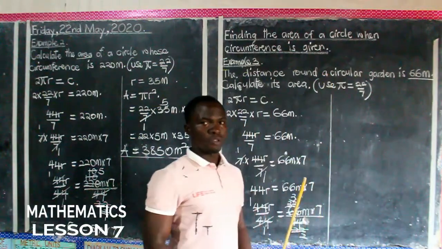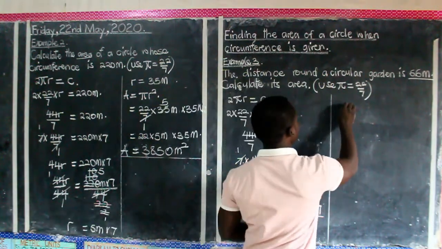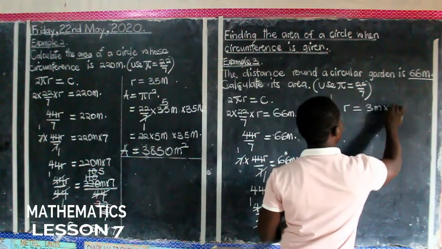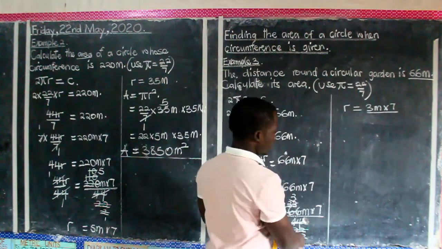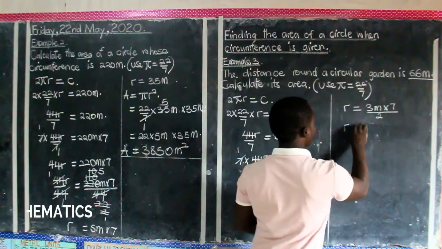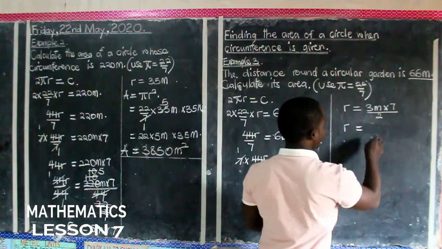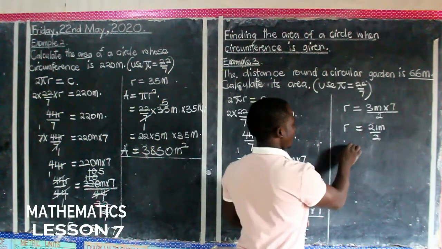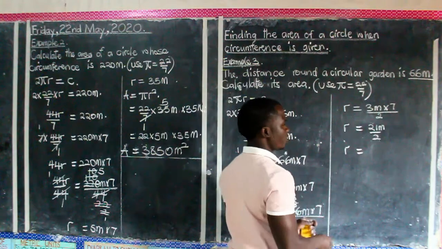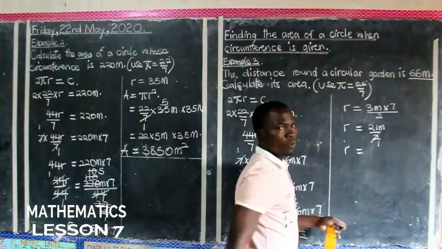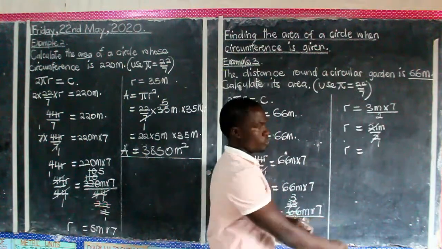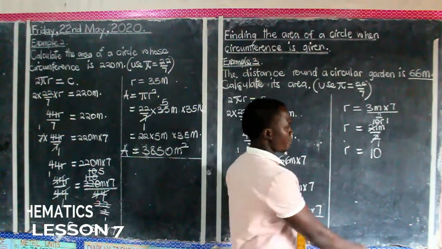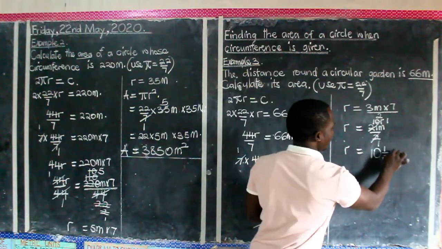Yes? We are now here. What have we got here? R, which is radius, equals 3 meters times 7 out of 2. And the radius equals 3 meters times 7, we shall have 21 meters out of 2. Okay? And our radius here equals, let's divide it by 2. 21 divided by 2, we shall have 10, remaining 1. So our radius is 10 whole number 1 out of 2 meters.